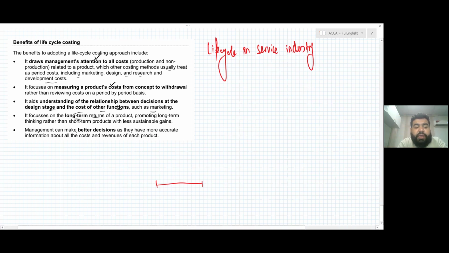Okay, management can make better decisions. Again, same point. So actually, the benefits of life cycle costing are just two here. Focusing on all the life at once, all the cost at once, and focusing from the totally start point to end point, ignoring neither of the costs. So that's why these all are the benefits. These two are the basic benefits, and they have just been divided into 5 points.